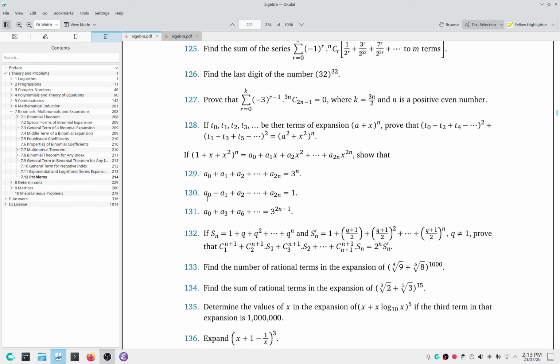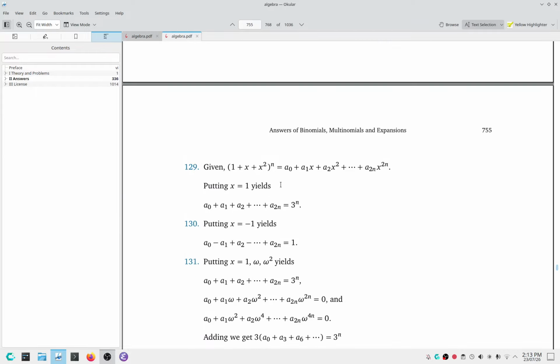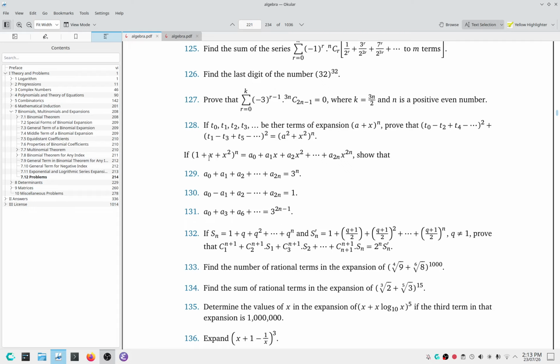Question 130 says that a0 minus a1 plus a2 minus and so on up to plus a2n is equal to 1. So here you put x is equal to minus 1. So this will become 1. If you put x is equal to 1, this becomes 1 to the power n here, so it will be 1. And if you put x is equal to minus 1 here, then it becomes a0 minus a1 plus a2 minus a3 plus a4 and so on. So that's how we solve question 129 and 130.